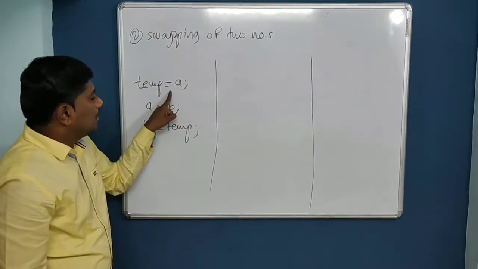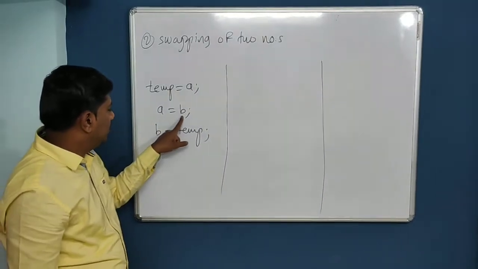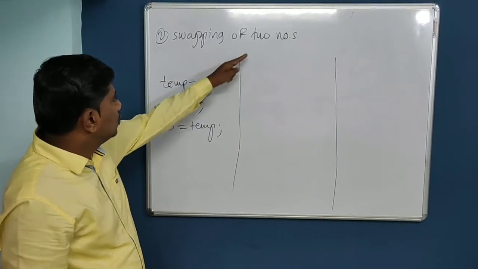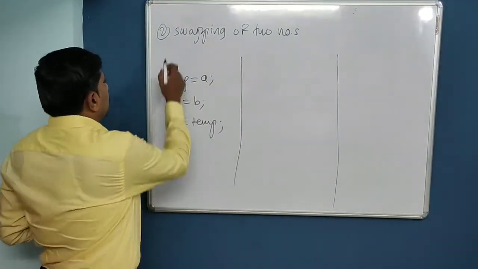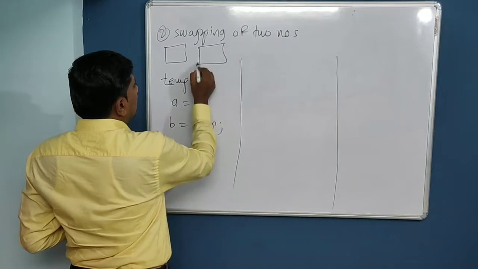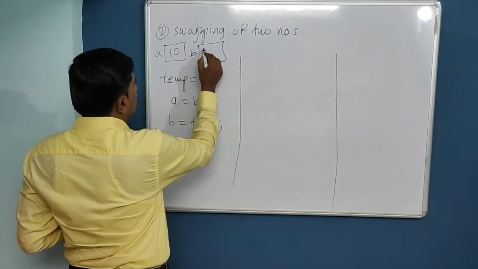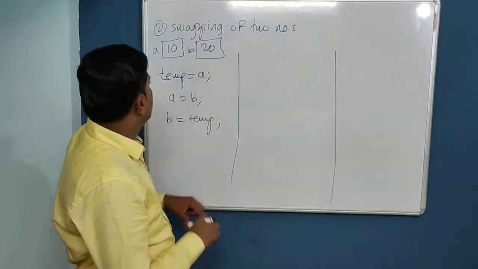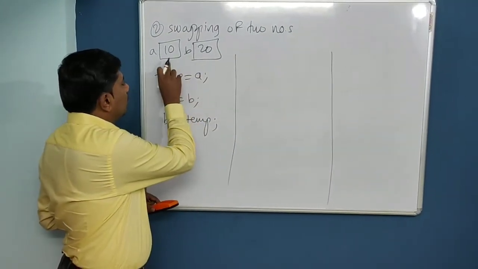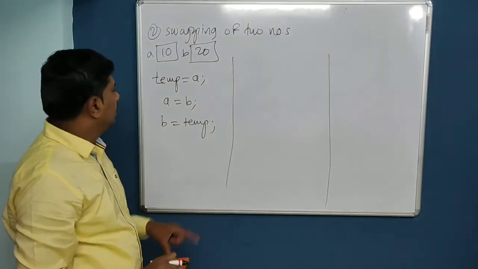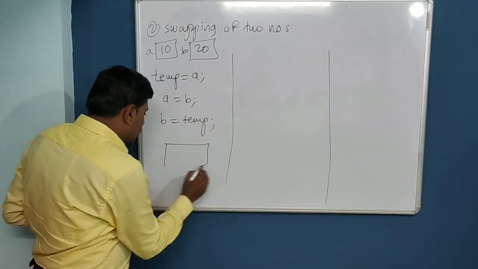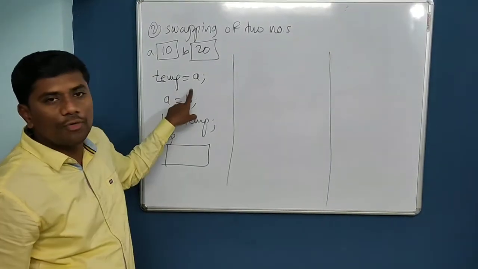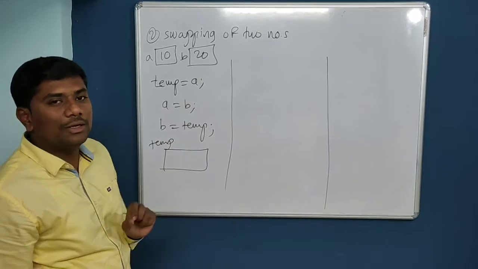See, temp assignment A, A assignment B, B assignment temp. Here consider the two numbers are present in the A and B variables. Consider these are two numbers, 10 and 20, given by the user. Now we want to exchange these values. We want 20 here and we want 10 here. Getting? So by using a temporary variable you can swap these. So see, this is the logic for swapping two numbers by using a third variable.